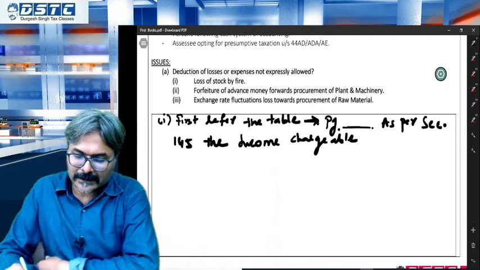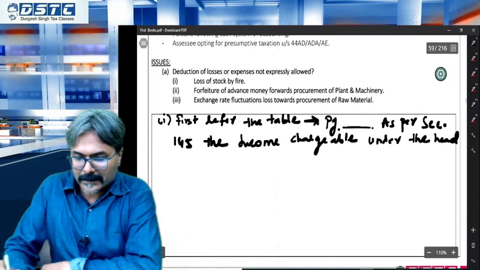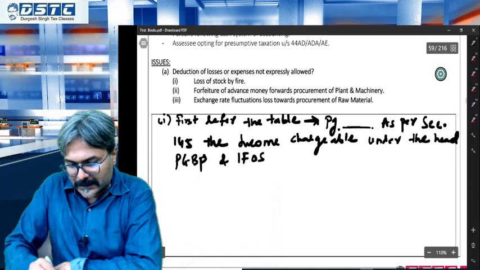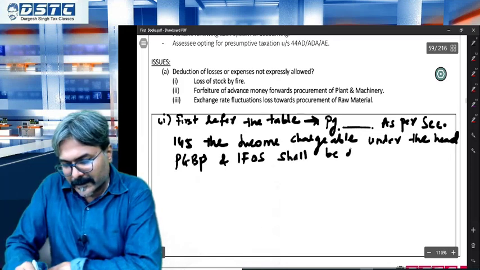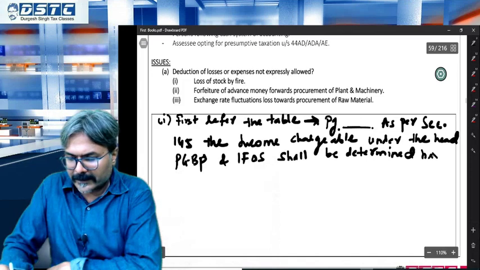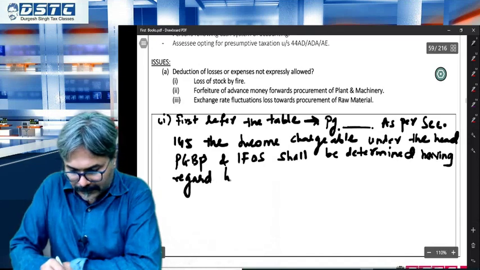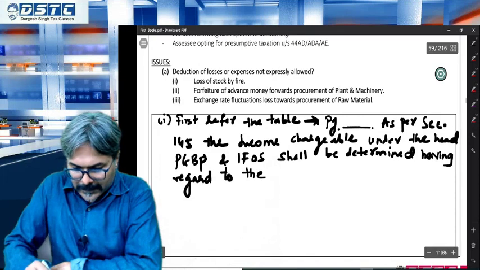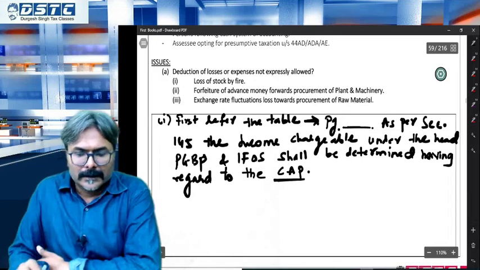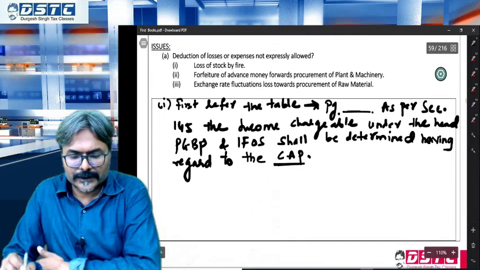As per section 145, the income chargeable under the head PGBP and IFOS shall be determined having regard to the commercial accounting principle.